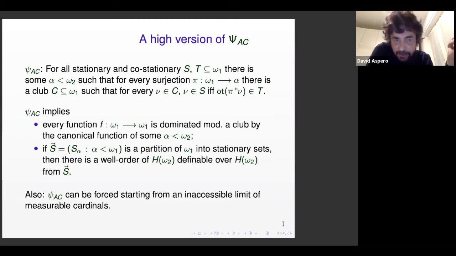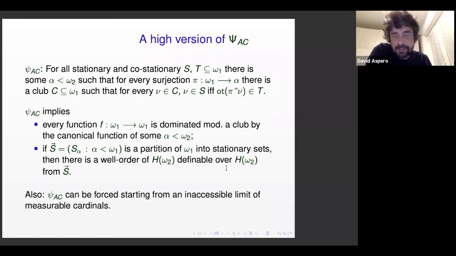So if this holds, then every function from ω1 into ω1 is dominated modulo club by the canonical function of some ordinal in ω2. And also you have a well order of H(ω2) definable, this time with any given partition of ω1 into stationary sets as a parameter.